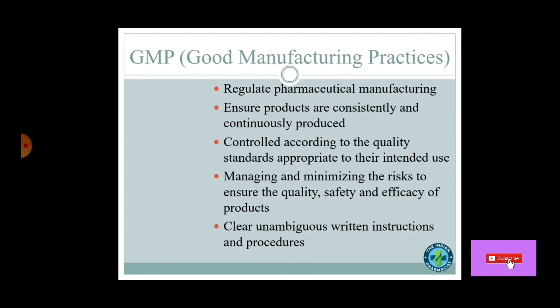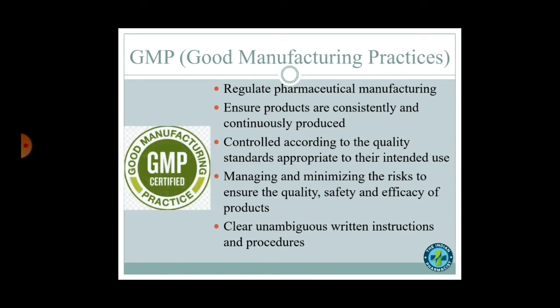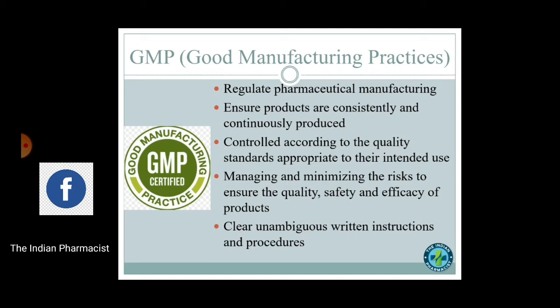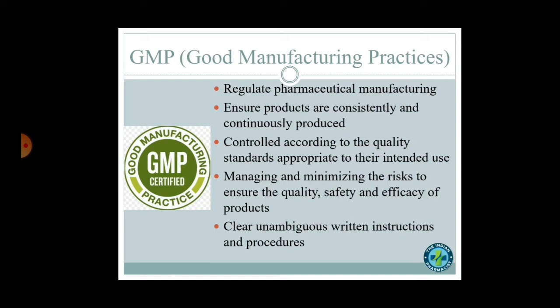So, what is GMP? Like in previous videos, we have learned about the pharmaceutical industry and quality assurance. We have also covered what GMP, or good manufacturing practices, is. As we already know, GMP is a part of the quality management system and it helps to regulate pharmaceutical manufacturing to ensure that products are consistently and continuously produced and controlled according to the quality standards appropriate to their intended use and as required by the patient or marketing authorization.